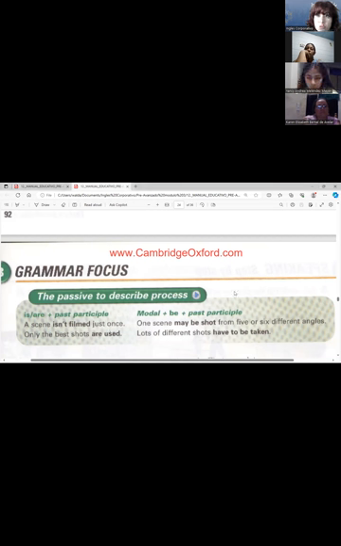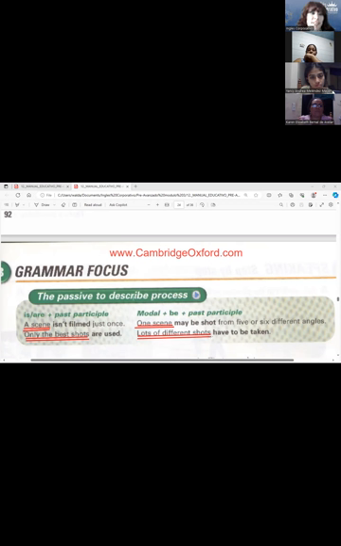So it says, a scene isn't filmed just once. Only the best shots are used. One scene may be shot from 5 or 6 different angles. Lots of different shots have to be taken. Now, these sentences are very different from the ones you have normally seen, because the subjects here are a scene, only the best shots, one scene, and lots of different shots.